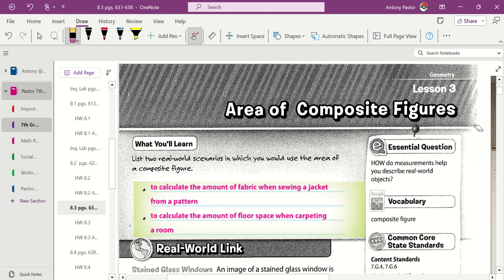So for lesson 3, we're going to be dealing with area. Before we begin, who can tell me what area is, or what keywords come to mind when we think of area? Alex.